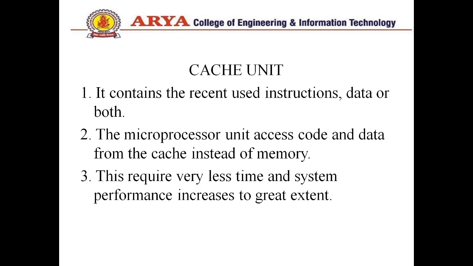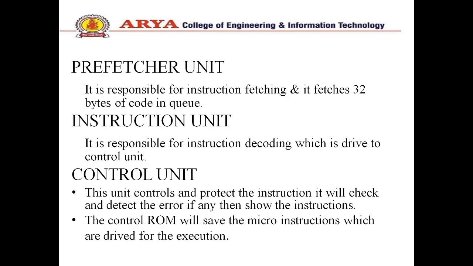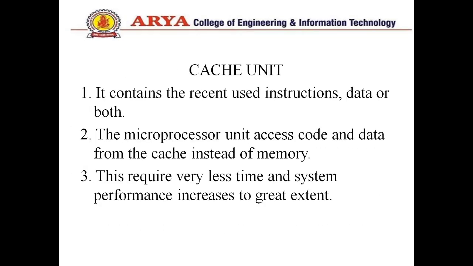Another unit is the cache unit. Cache unit contains the recently used instructions, data, or both. It means previously used instructions, or what instructions we have used earlier, are all kept in the cache unit. The microprocessor accesses code and data from the cache instead of memory, and it requires very little time and system performance increases to a great extent.